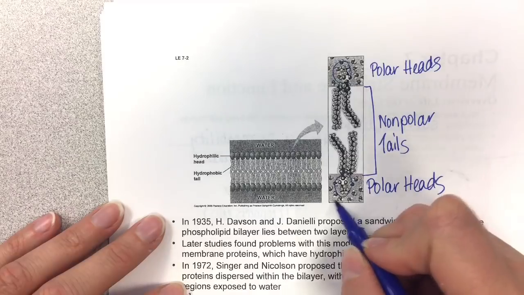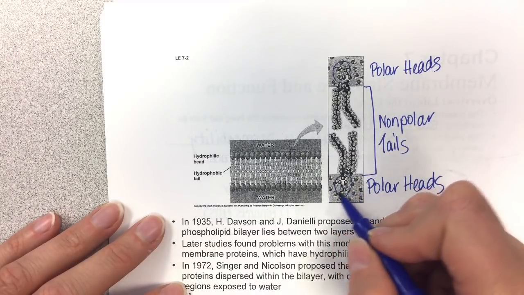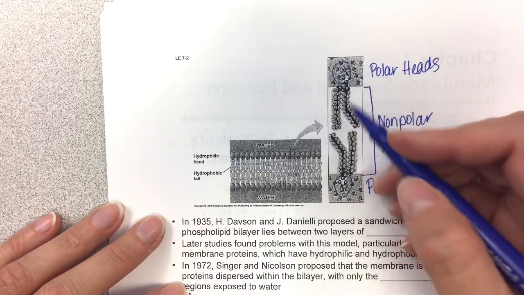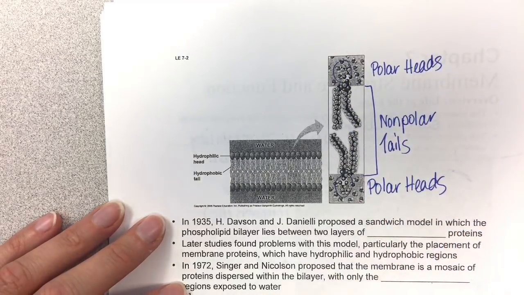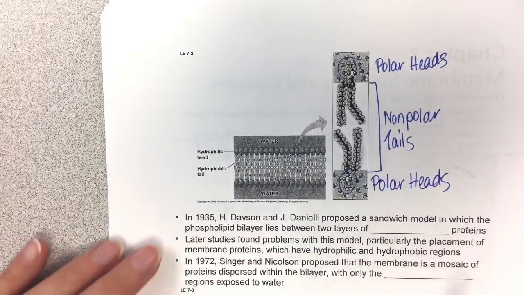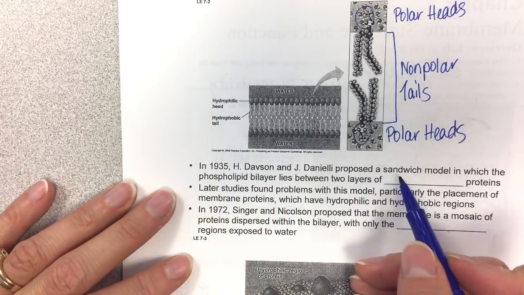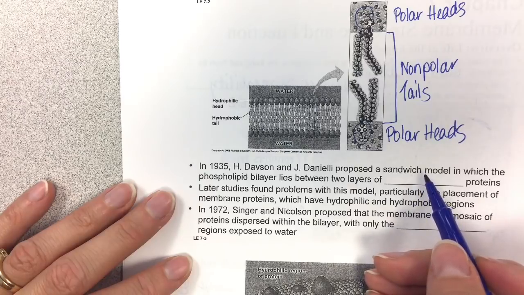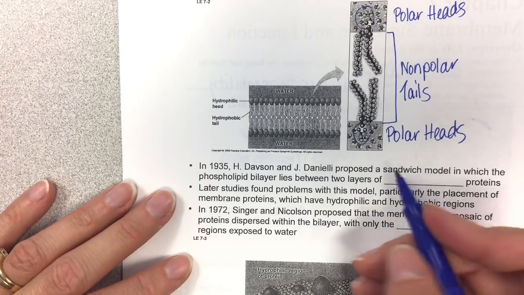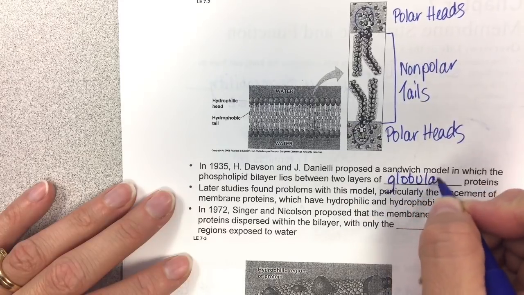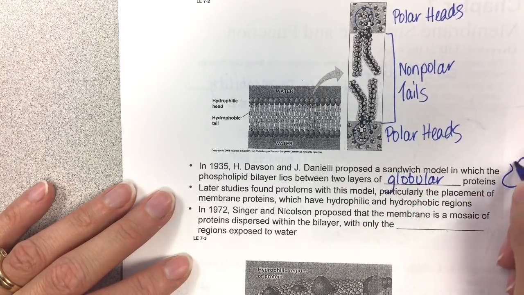These are waters, and so they're attracted by the opposite charges here and here, but not attracted to the hydrocarbon. And so that's what we have there. In 1935, Davson and Danielli proposed a sandwich model in which the phospholipid bilayer lies between two layers of globular proteins. Globular proteins, so like this.